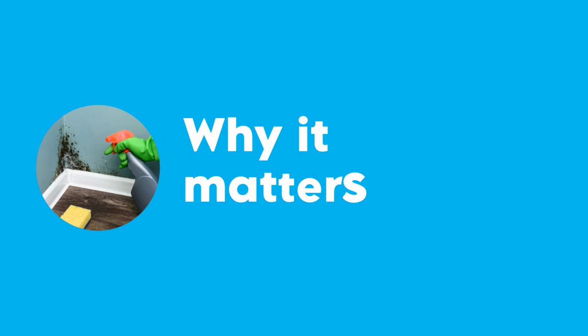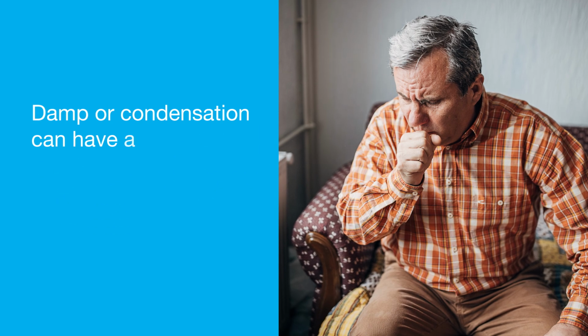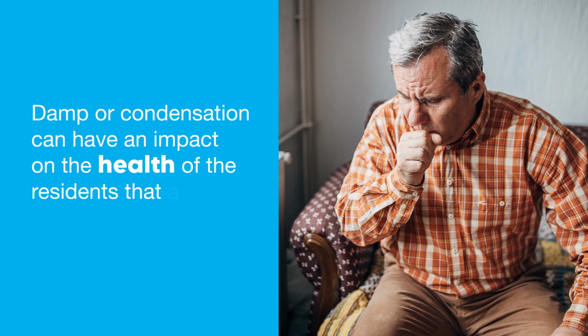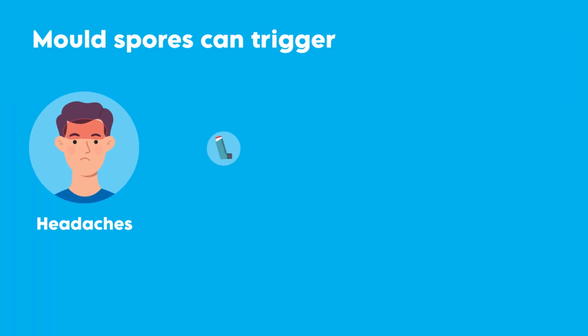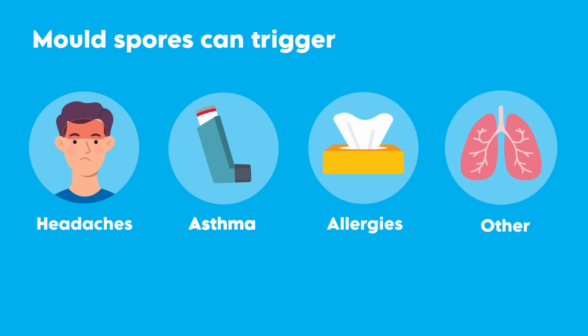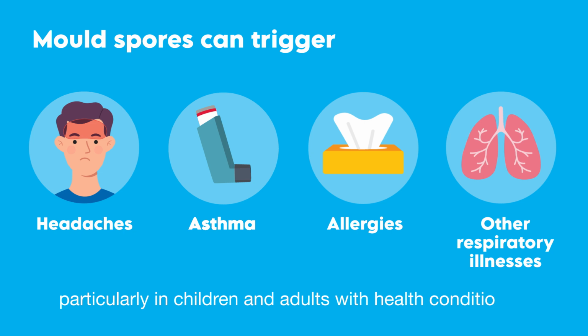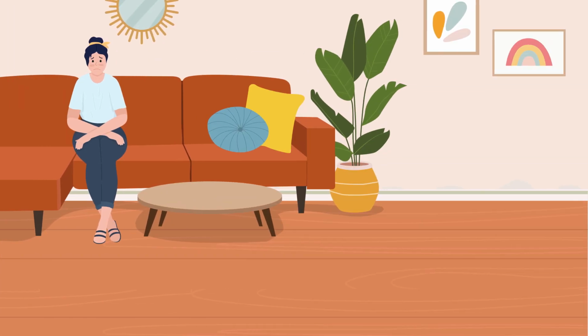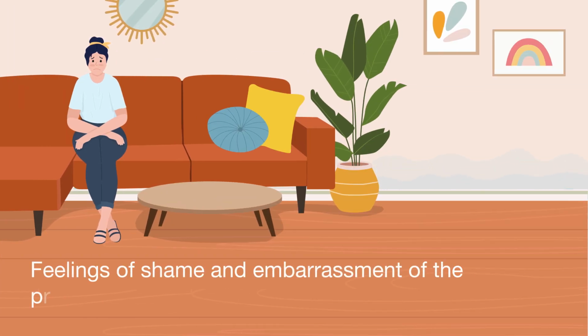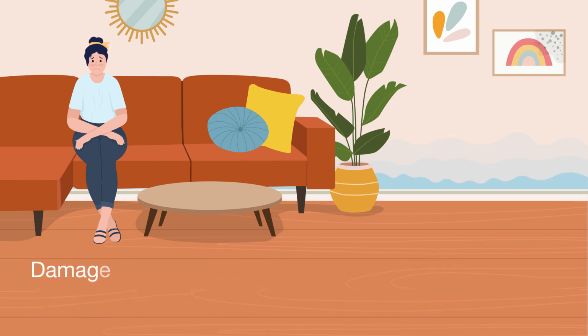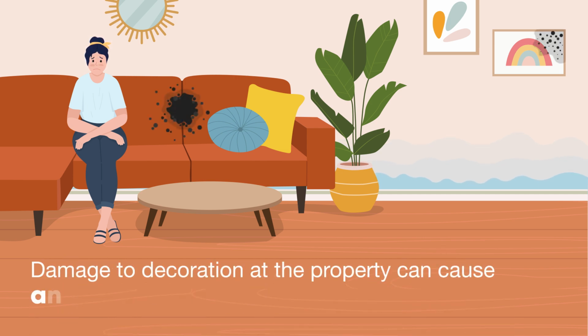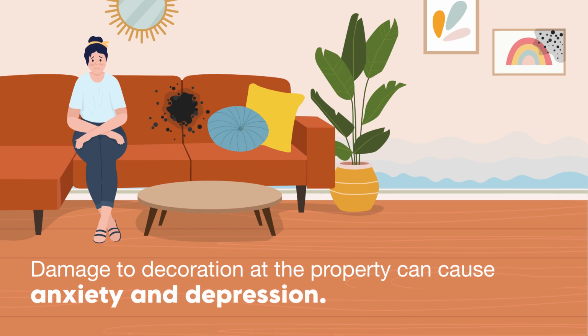Why it matters. Damp or condensation can have an impact on the health of the residents who are affected by it. Mold spores can trigger headaches, asthma, allergies, and other respiratory illnesses, particularly in children and adults with health conditions. Feelings of shame and embarrassment of the property condition can lead to social exclusion. Damage to decoration at the property can cause anxiety and depression.